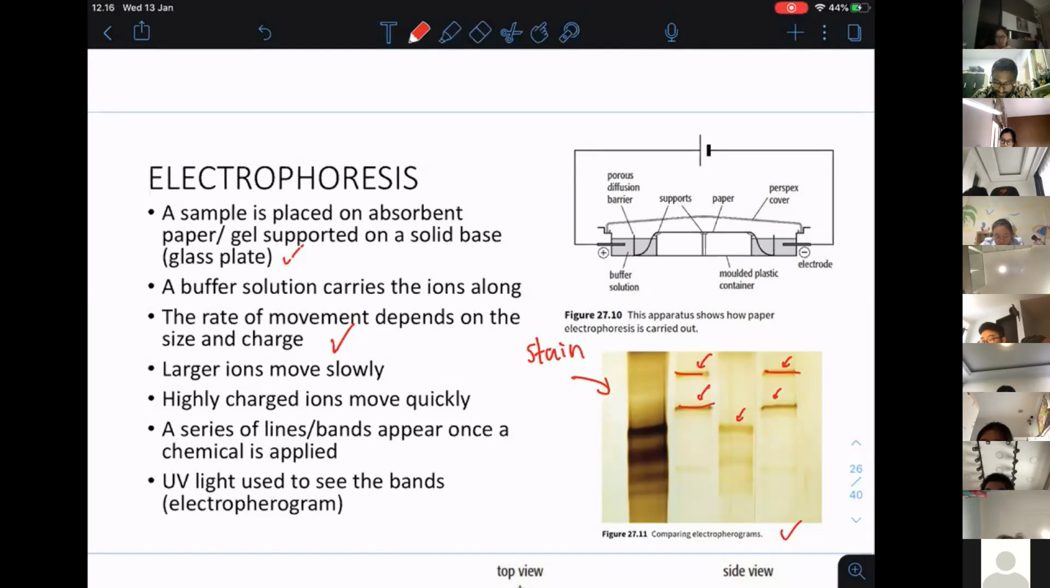If you look at these bands here, I think you can say that this sample is the same as this sample. Can you see? So this is going to actually help us if you want to identify, let's say, using a protein sample.